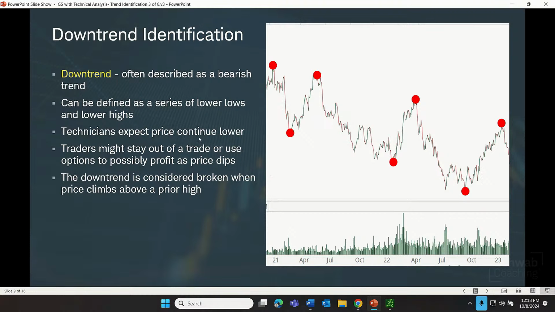Technicians in this case expect the price to continue lower, and traders might stay out of a bullish trade or use options, or maybe even a stock trade. There are certain types of stock trades I won't get into today, but that can potentially benefit from a downtrend. But they might employ those sorts of bearish strategies rather than just standing aside for new bullish strategies. But in any case, the downtrend here is considered broken when price climbs above a prior, not just a prior high, but above probably the most recent high.